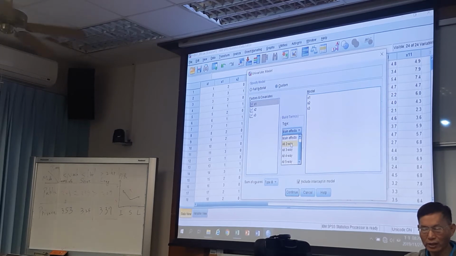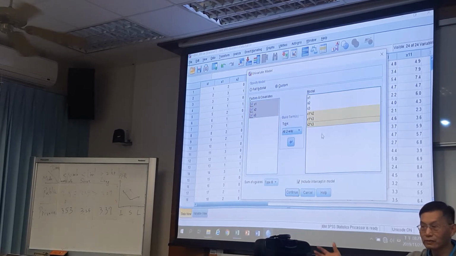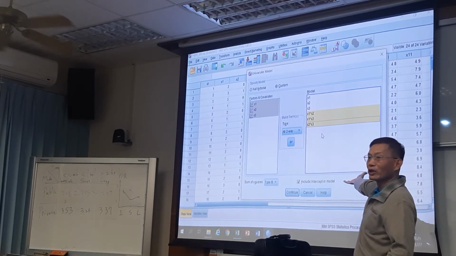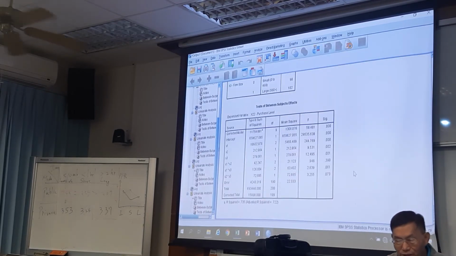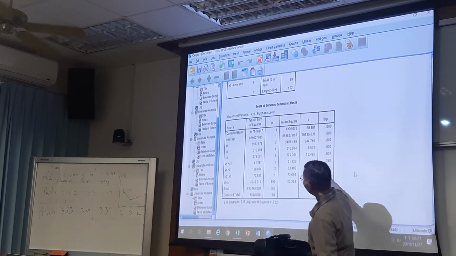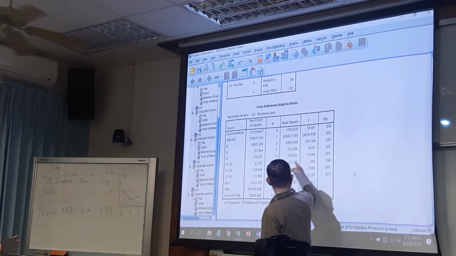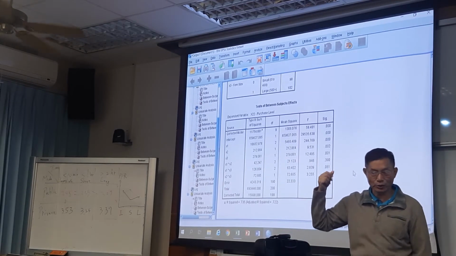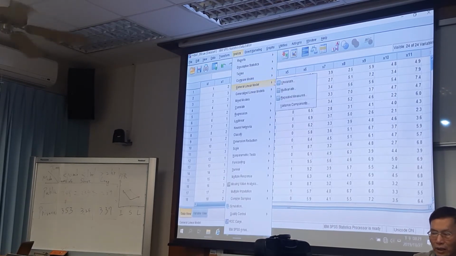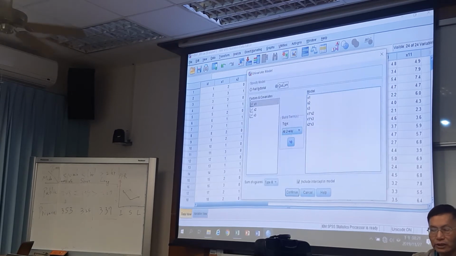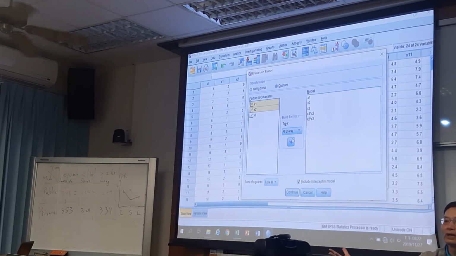You can try 2-way. No 3-way. Let's see. This is not significant. I will take this away first, the X1 and X2. So this is very useful, okay? You reduce your model to a simpler model.